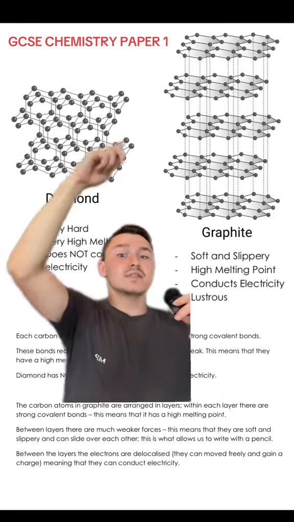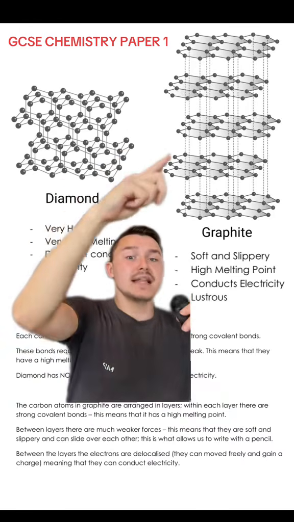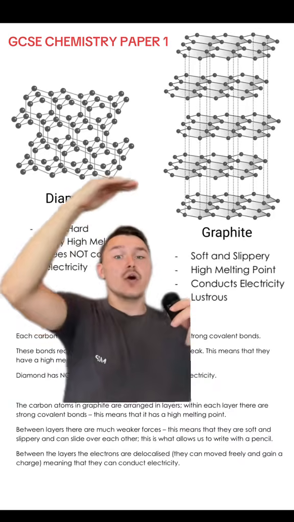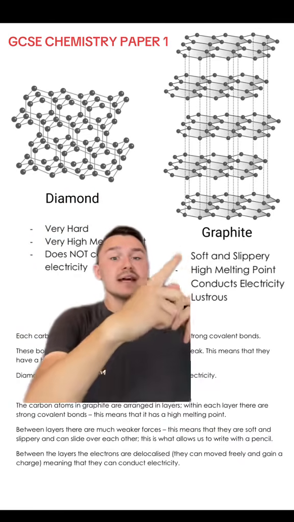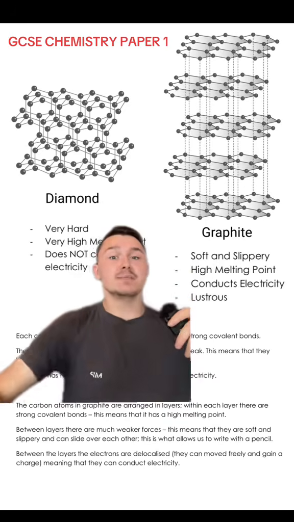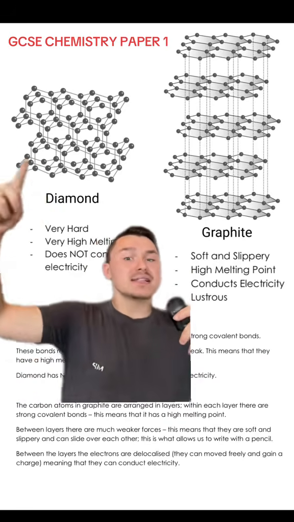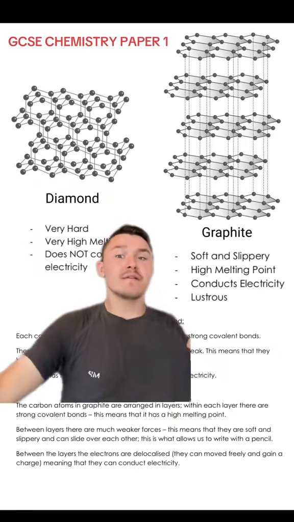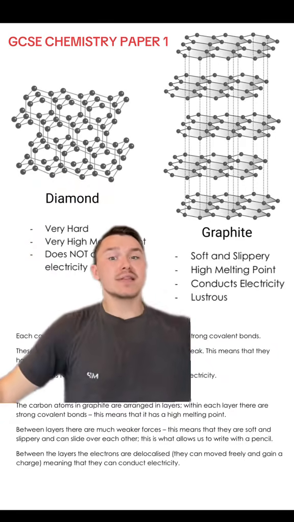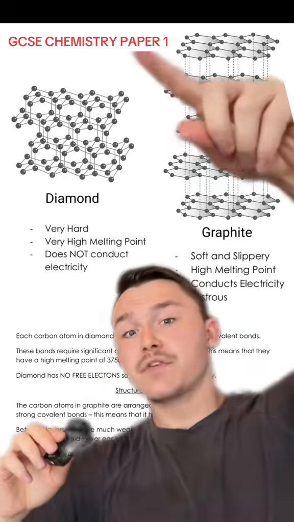And lastly, notice that graphite is arranged in layers. These layers can slide over each other, which is why we say that graphite is slippery. It can be used as a lubricant, whereas diamond has this 3D lattice shape, which is very strong, very hard, and it's usually used in things like cutting tools. Remember these for your exam tomorrow.